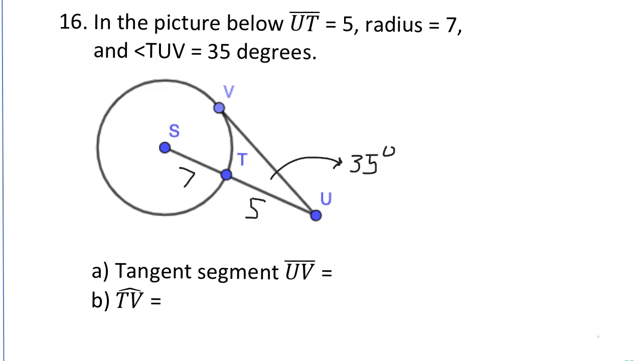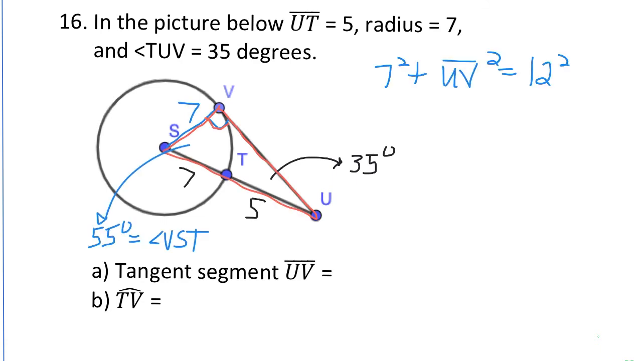All right, here's our last problem that we're going to do. And we've been given a segment length, UT, a radius length of 7, and an angle, TUV, of 35 degrees. What we should do here is we should complete the triangle, because we know that that will be a right triangle where a tangent segment hits the point of tangency, and then I think we can figure some stuff out.